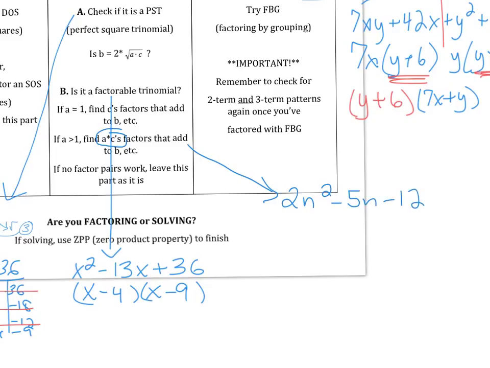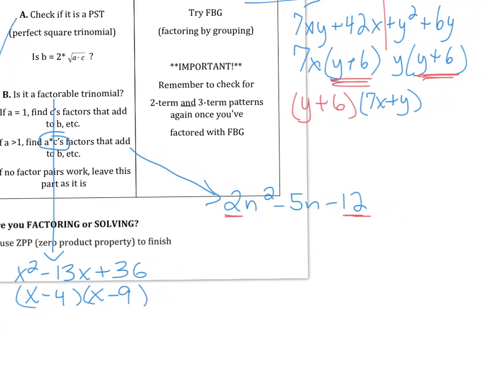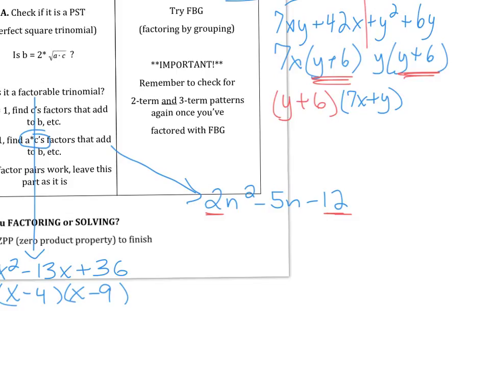Okay, so what we need to do is take a times c, a being 2, c being negative 12, and we're going to do our list of factors, but we're going to do the list of the factors of actually negative 24.